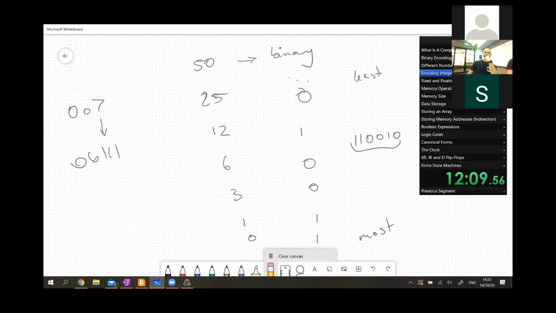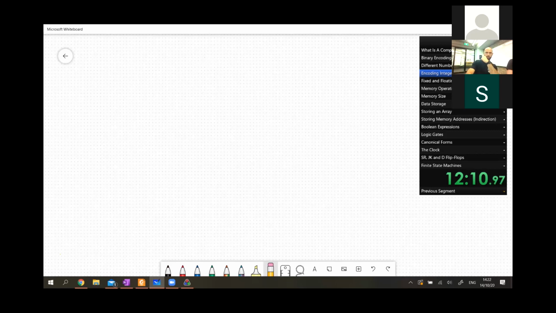Moving on. Okay. Encoding integers. Well, we know now how we can encode natural numbers, which is 0 to something. Well, integers, there's two ways. We've got to encode negatives. So we can do sign and magnitude. So we give 1 bit to the sign, say 1 or 0 for the sign, and then we do our magnitude.